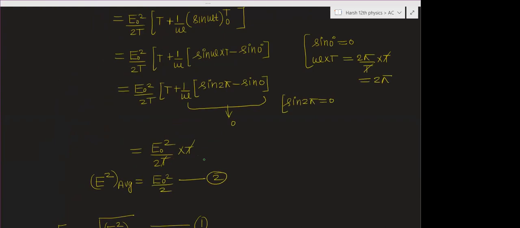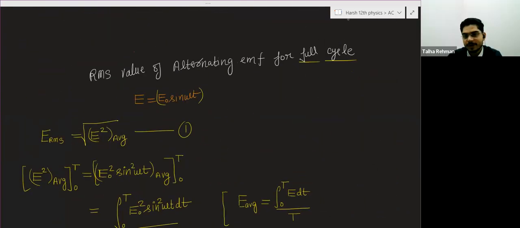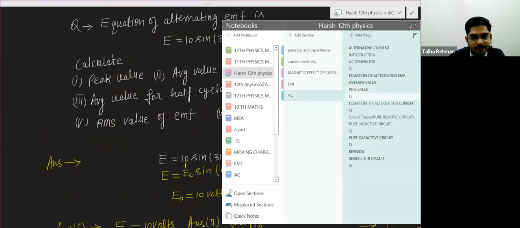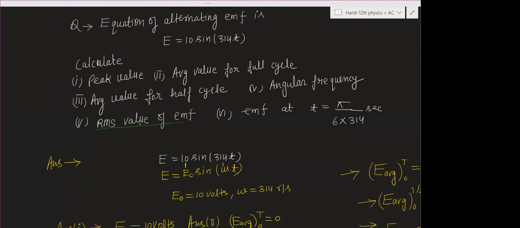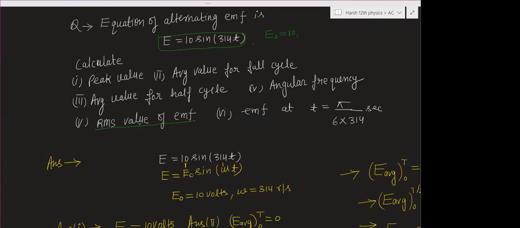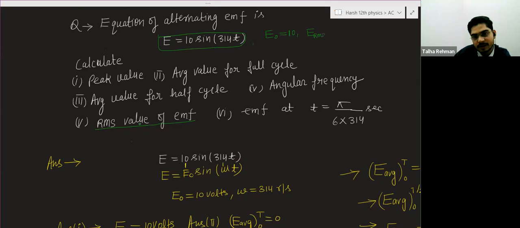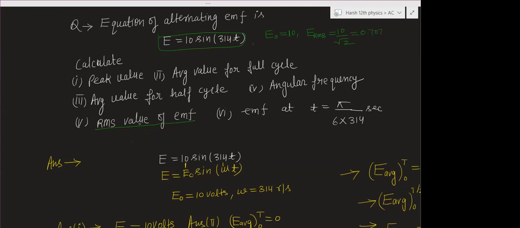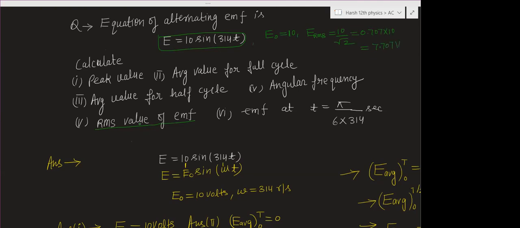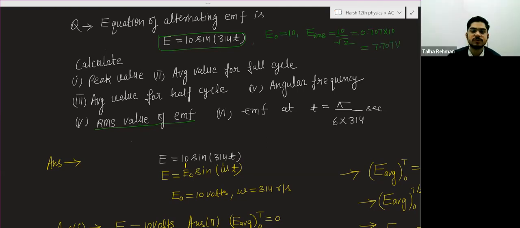Now we will solve that part of the question early. They are asking the root mean square value of the EMF, and this is the equation of the EMF. Now I am solving here. The value of E naught is 10, given. So ERMS is 10 by root 2, basically 0.707 into 10, which gives 7.07 volts. I think you can solve it by yourself also.